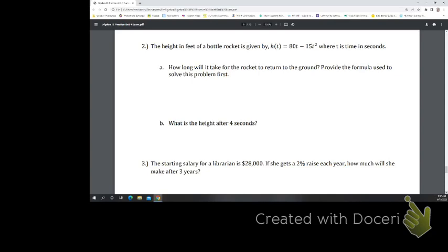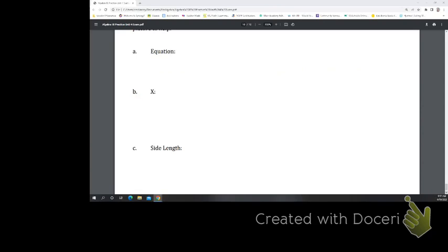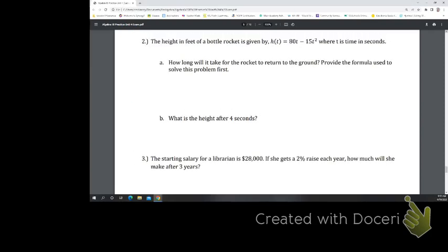All right, so number 2, there's actually a typo on number 2, but we'll work with it the way it is because I didn't catch that before. And we still can. How long will it take it to return to the ground? That means that we set it equal to 0, and factor if we can.